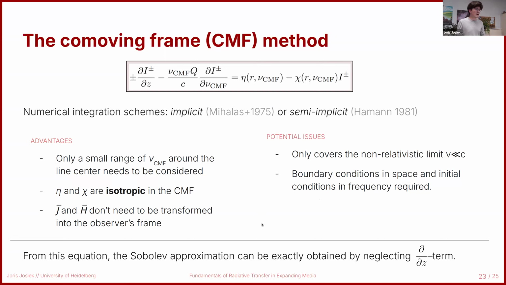And then the question is, how does this actually compare to the Sobolev approximation? The first thing is that one can show relatively easily that if you neglect this spatial component here, the d over dz component, and you turn this back into an ordinary differential equation, you obtain the same solution as you would get with the Sobolev approximation. It's exactly equivalent.